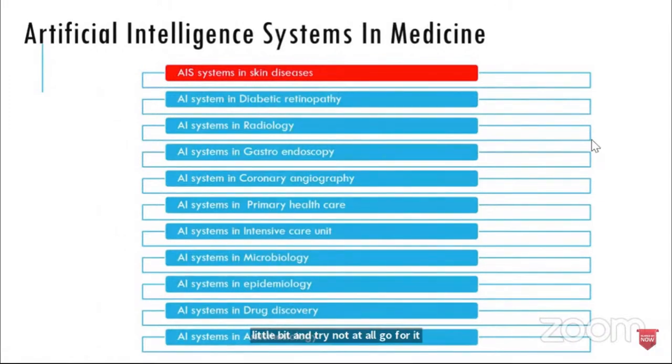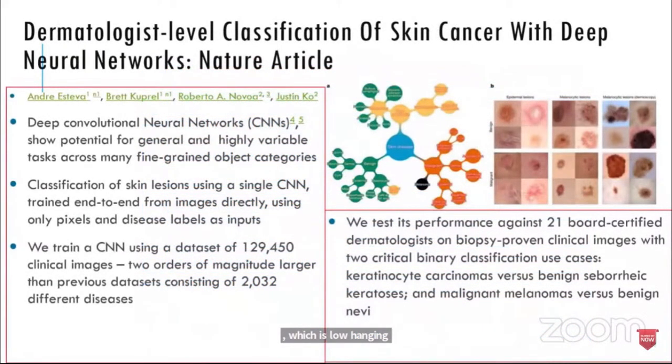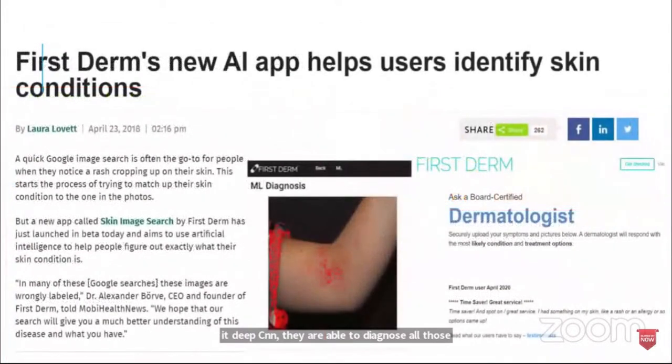So I'm just going to introduce the various AI systems being used in imaging. The first one, which is low-hanging fruit, is skin diseases, where dermatologists have a lot of images. And with a deep CNN, they are able to diagnose all those diseases with two views. And not only that, there is an AI app available. There might be several things like this, where you just send the two views of your skin disease, and it gives a diagnosis.